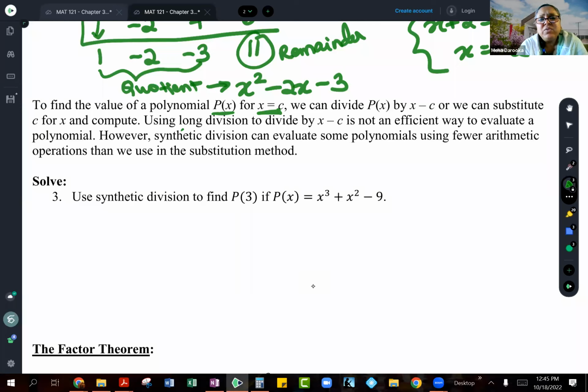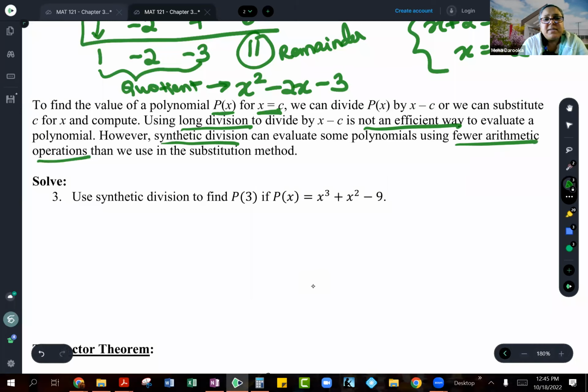And you will see they're telling you that using long division is not an efficient way to evaluate a polynomial. However, a synthetic division can evaluate some polynomials using fewer arithmetic operations, even than what we use in the substitution method. Honestly, the synthetic division works faster than even substituting the number into your polynomial and finding your answer. So that's kind of what they're having us do here, again, is using synthetic division. So I'm not going to solve this. You have this in your lecture notes, but just to show you how you would set this up.